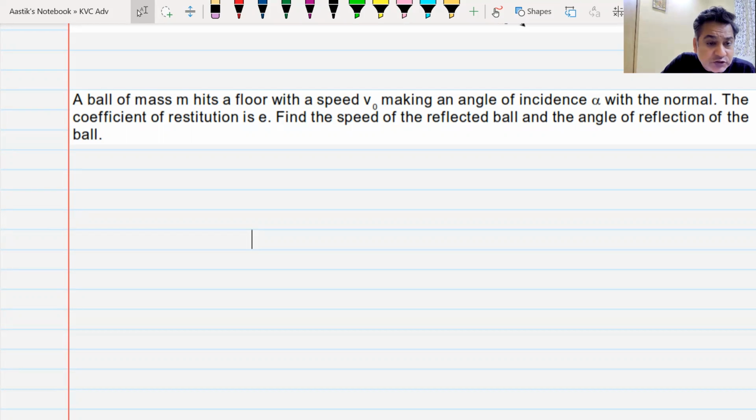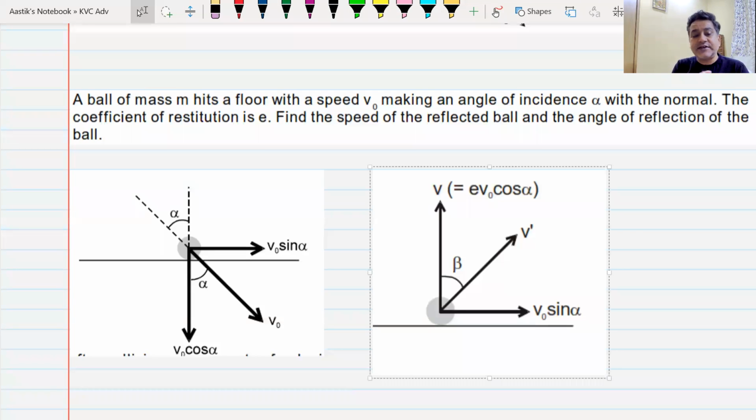You can also draw these two diagrams and just remember the result of this. You don't have to actually solve it. I'll just give you the result. Keep the diagram in your head, how it is falling and how it is rebounding back. Just keep these diagrams in your mind. I hope you will be able to understand what is there in this diagram. Are you able to understand it?